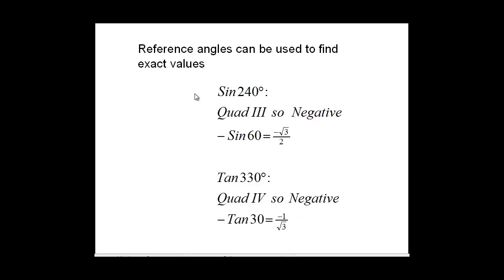So you can use your reference angles and which quadrant you're in. Again, if it was sine in the third quadrant, it's negative, so it's negative sine. The reference angle for 240 was 60. The reference angle for 330 is 30. Just subtract 180 or subtract 360. And those are the ones we've memorized, so then it's just a plus or a minus in front of what we memorized.